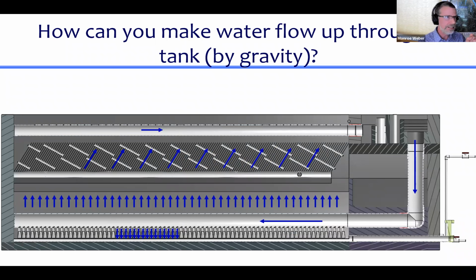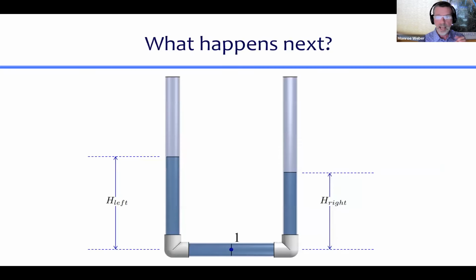How did we convince it? Did we have a little therapy session with the water beforehand, where we talked to it and coaxed it into being willing to go up? How do we pull this off? Okay, so let's take a simpler case. Here's a U-tube. You can think of the right side here as my little tank. How do I coax the water in that little tank on the right side to go up?